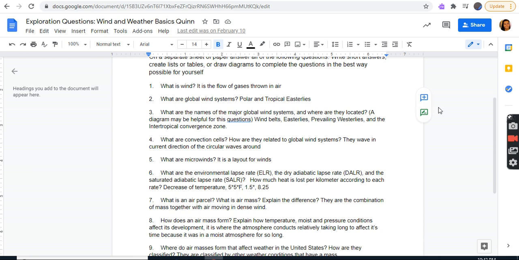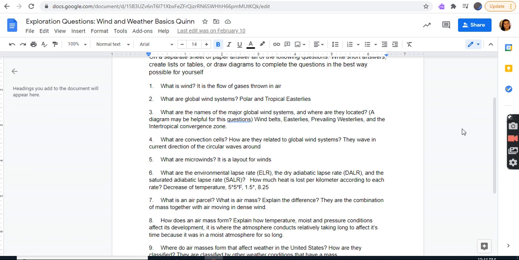It is a flow of gases thrown in the air. Polar and tropical easterlies. What are the names of the major global wind systems, and where are they located? A diagram may be helpful for these questions. Wind belts, easterlies, prevailing westerlies, and the intertropical convergence zone.